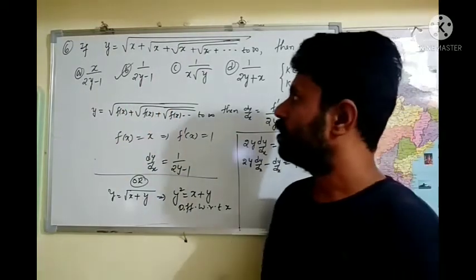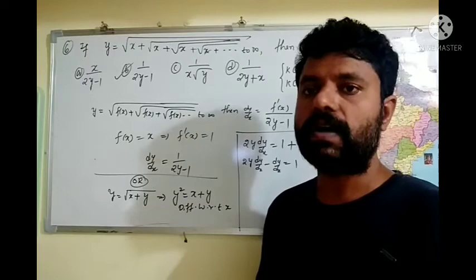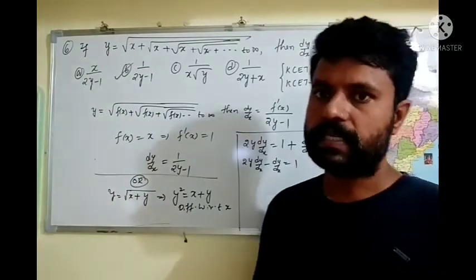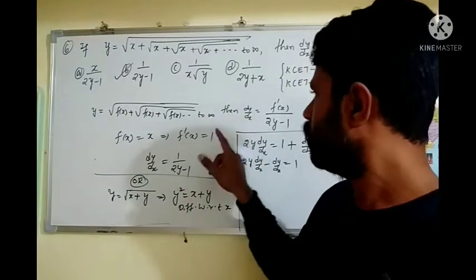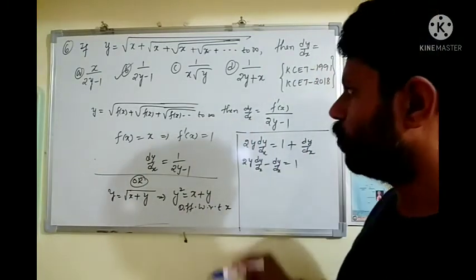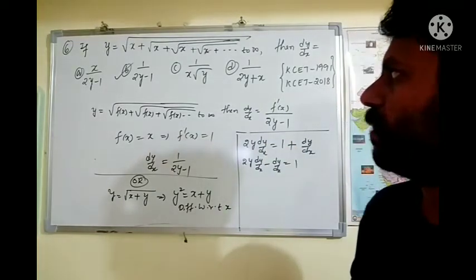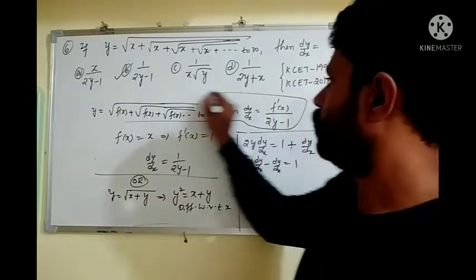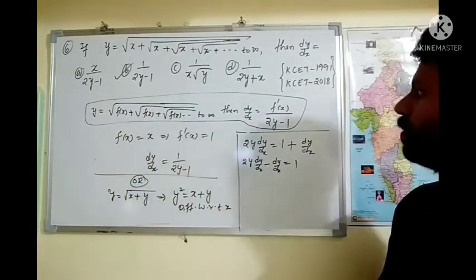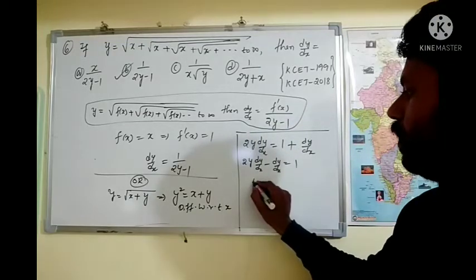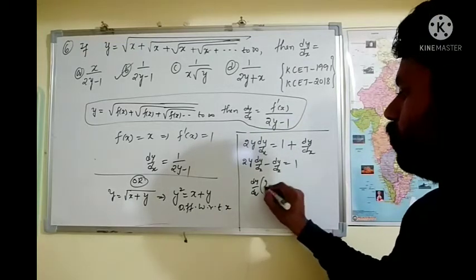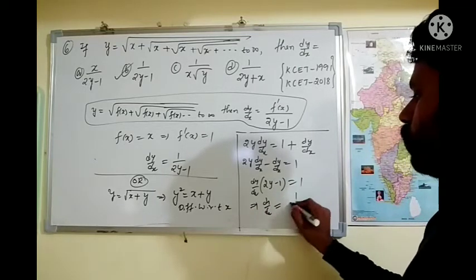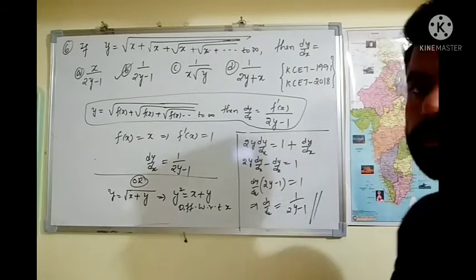Suppose they give cos x in the place of x. Then f of x is cos x, and the derivative of cos x is minus sin x, so we get minus sin x divided by 2y minus 1. Similarly you can find all the remaining results. That is the standard form of this result: dy by dx is equal to f dash of x divided by 2y minus 1. Now take dy by dx common, 2y minus 1 is equal to 1. This implies the final result dy by dx is equal to 1 by 2y minus 1.